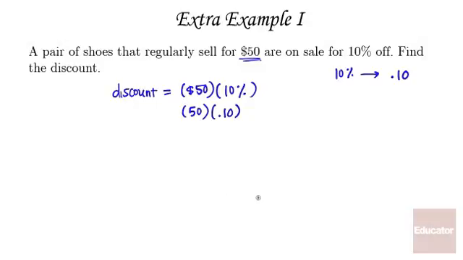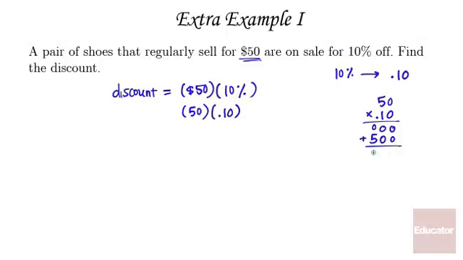And that's going to equal the discount. So 50 times 0.10, or 0.1. Okay, I'll just put 0.10. That's 0, 0. 1 times 0 is 0. 1 times 5 is 5. You can put a 0 there.